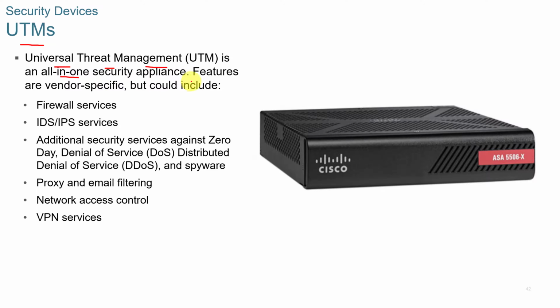A UTM is unified threat management. It's an all-in-one security appliance. It features vendor-specific services, and it could or could not include firewall services, IDS and IPS, and additional services such as protection against zero-day attacks, denial-of-service attacks or distributed denial-of-service attacks, or spyware. It can also help with proxy and email filtering, network access control, and VPN services, depending upon which device it is and how it's configured.